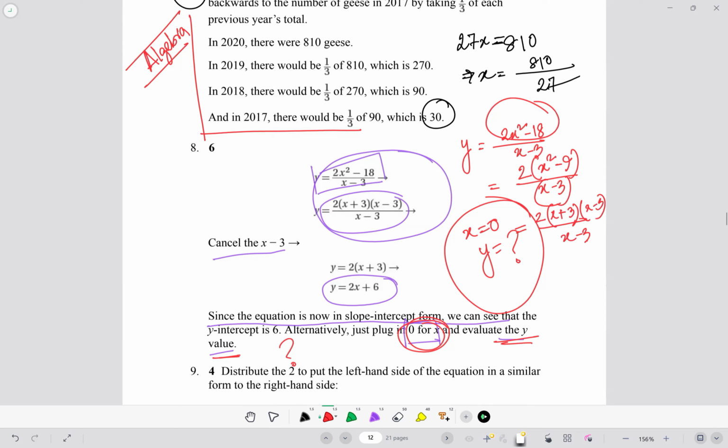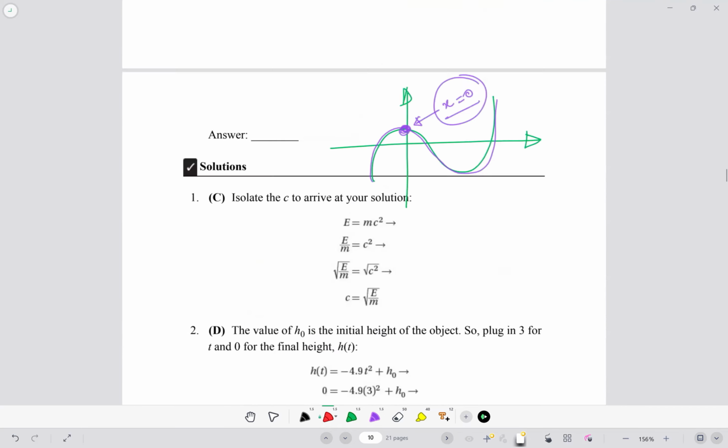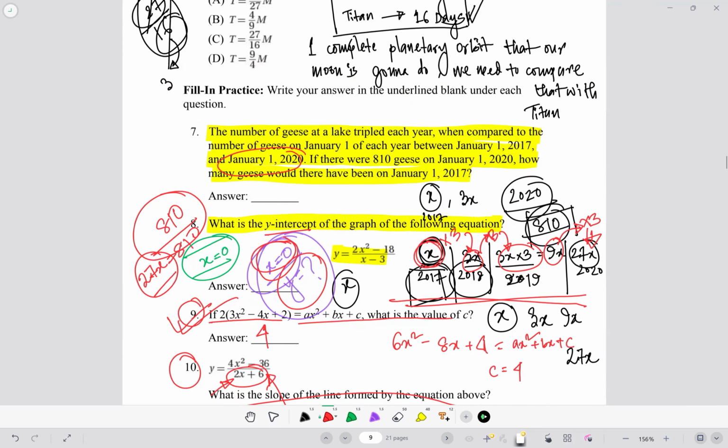then x minus 3 cancels, and we only have 2 times (x plus 3), which is 2x plus 6. After that, we can write y equals 2x plus 6. As x becomes 0, y becomes 6. Do you understand? So the answer would be 6. Problem number 8, the answer would be 6.